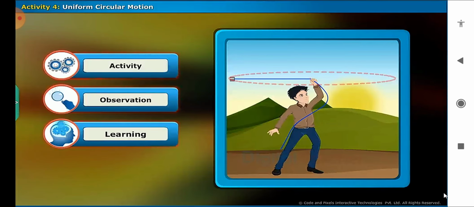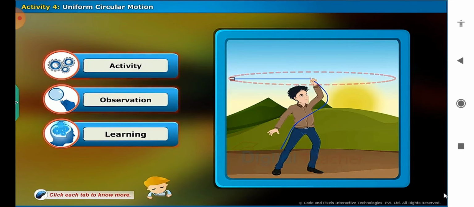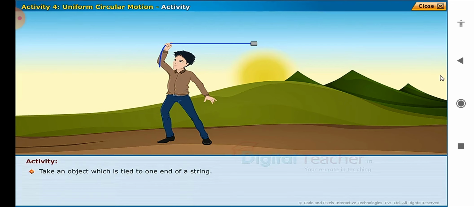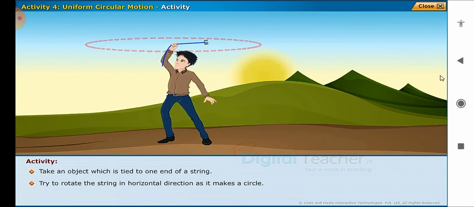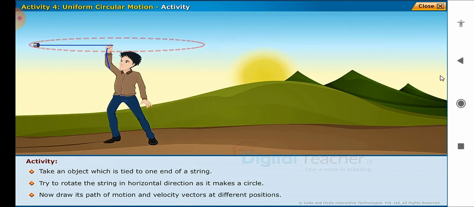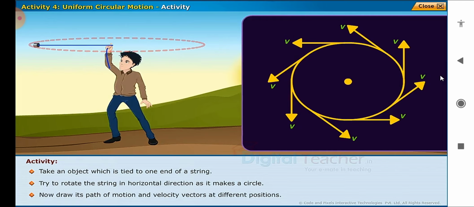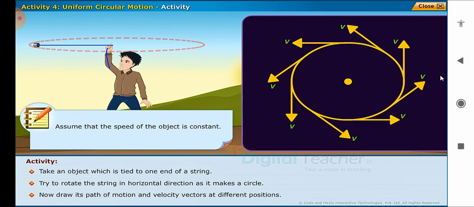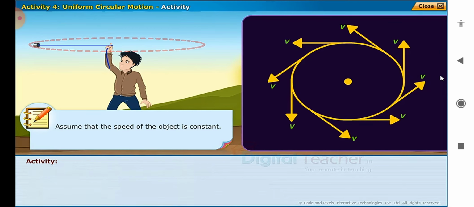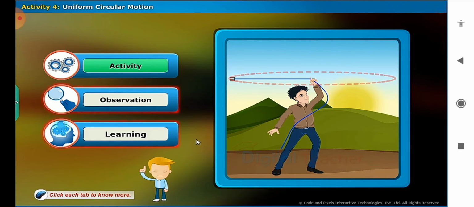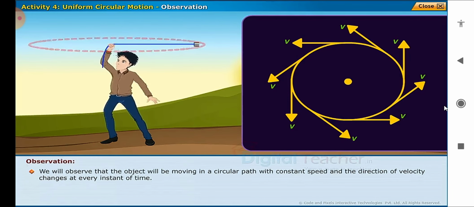Let us perform an activity for observing uniform circular motion. Click each tab to know more. Take an object which is tied to one end of a string. Try to rotate the string in a horizontal direction so that it makes a circle. Now, draw its path of motion and velocity vectors at different positions. Assume that the speed of the object is constant. Observe the velocity of the object. We will observe that the object moves in a circular path with constant speed and the direction of velocity changes at every instant of time.